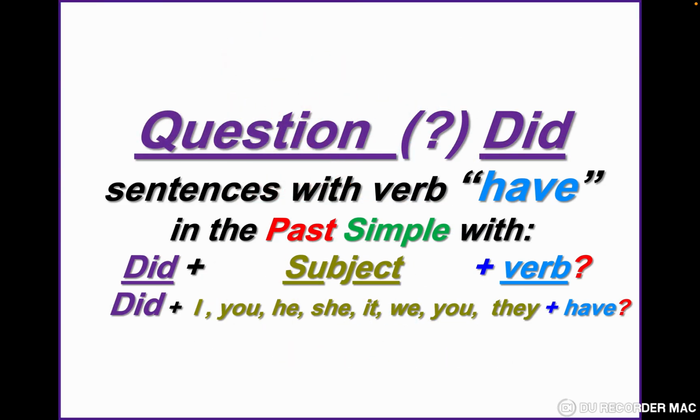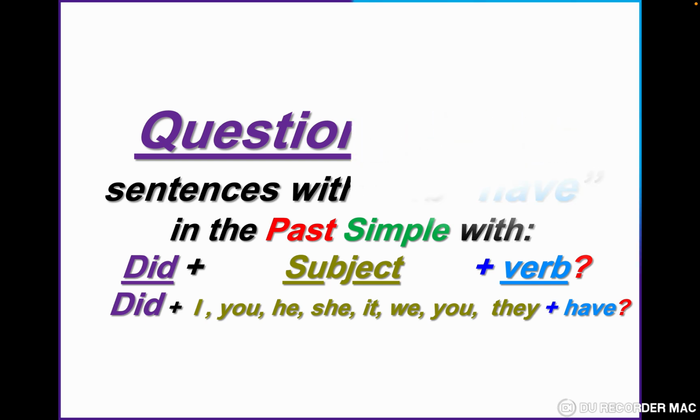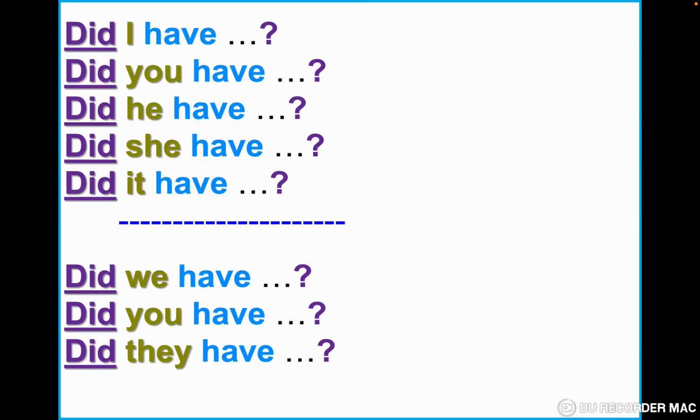The question. So, did I have? If you write did I had, it's not correct. So, did you have? Did he have? Did she have? Did it have? Did we have? Did you have? Did they have? Let's see it again. Did I have? Did you have? Did he have? Did she have? Did it have? Did we have? Did you have? Did they have?